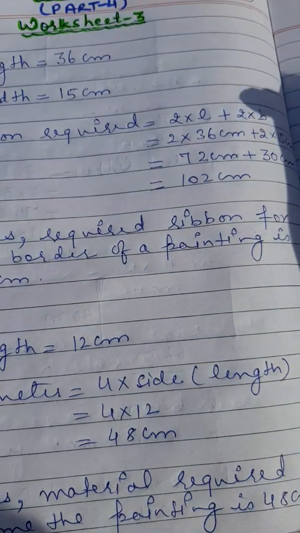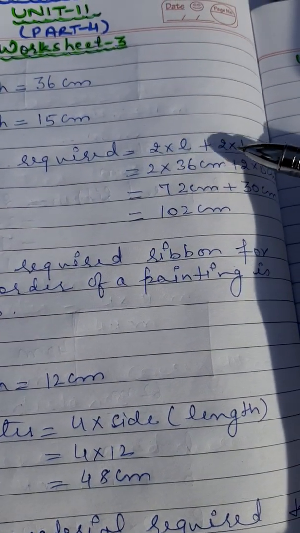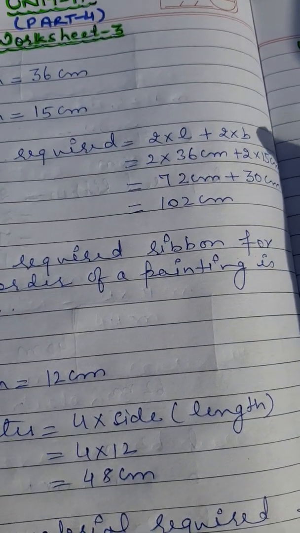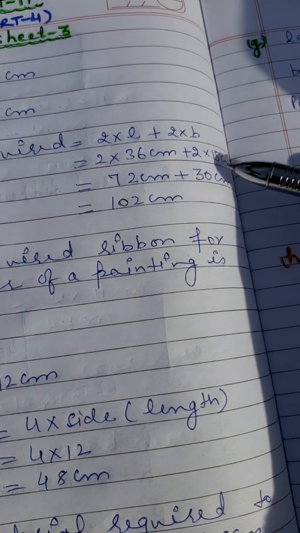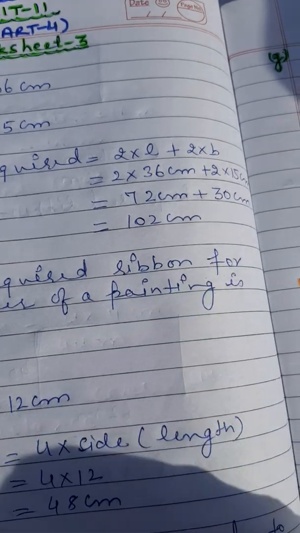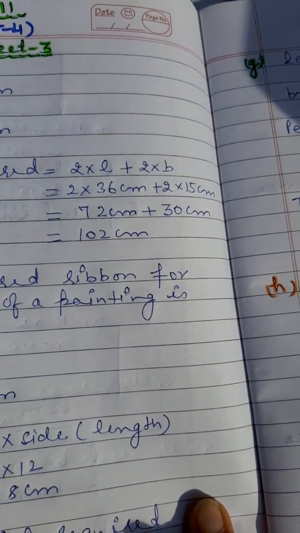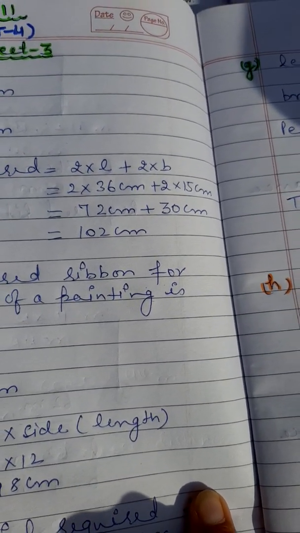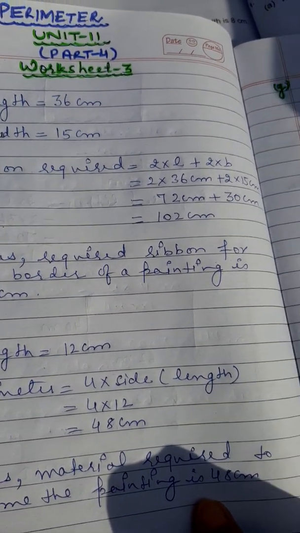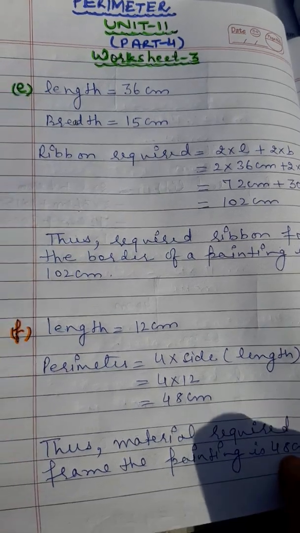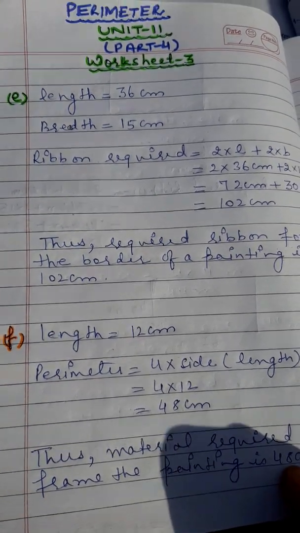Now ribbon required is equal to 2 multiplied by length plus 2 multiplied by breadth. Here we will find the perimeter. So 2 multiplied by 36 plus 2 multiplied by 15. This is equal to 72 plus 30, and when you add, you get 102 centimeter. Thus the required ribbon for the border of the painting is 102 centimeter.